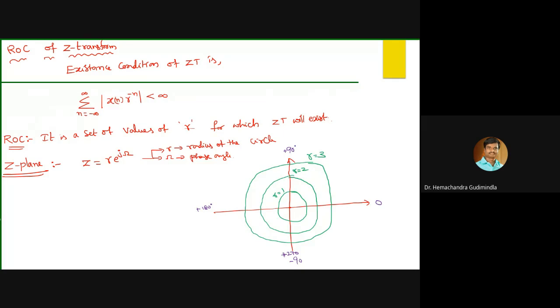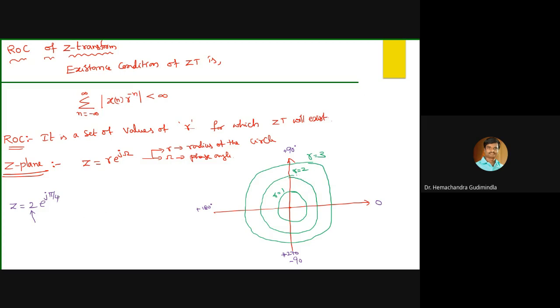for example, if someone asks you to draw z equals 2 into e to the power of j pi by 4, how to represent this 2 e power j pi by 4? First you need to see what is the radius of the circle. What is the radius of the circle? 2. You need to see where the radius 2 is. 2 is here. So this circle is there. This is the radius of the circle, r equal to 2.